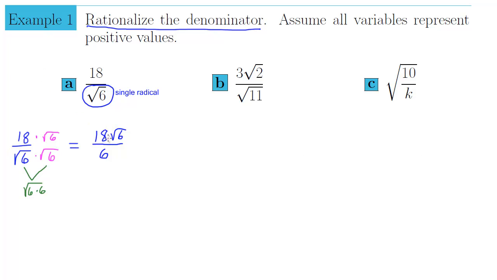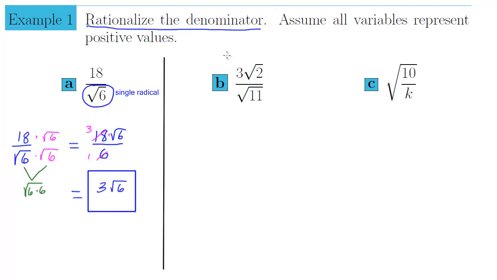Now at this point, on top I have 18 times root 6, so I can reduce this 18 over 6. So let's see, 18 over 6 reduces to 3 over 1. So altogether here, my fraction is going to have a 3 root 6 on top, and then only a 1 on the bottom, so I don't even have to write that. So after we rationalize the denominator in part A, we end up with 3 root 6.